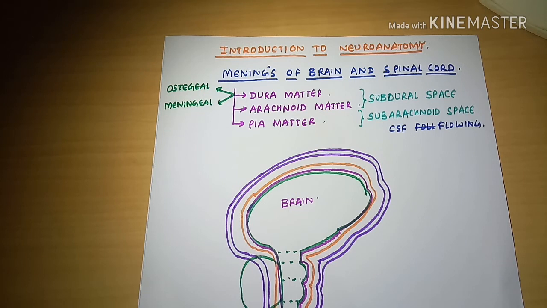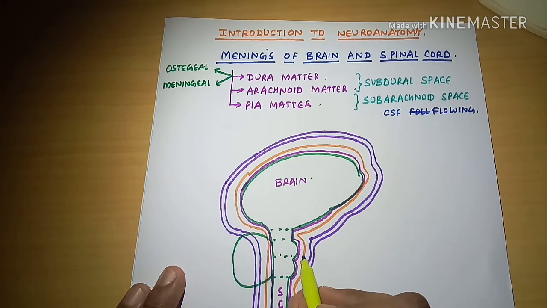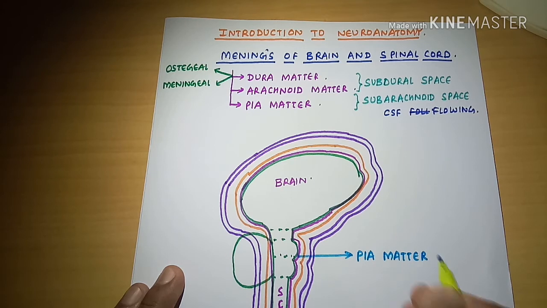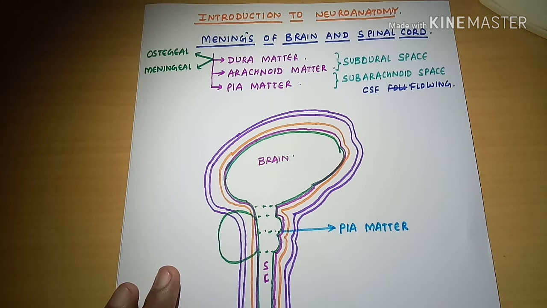The osteal dura is tightly adhered to the cranial cavity from inside, and the meningeal dura is further inside to the osteal dura. So if I label this, what I have drawn here, if this green is the brain and the spinal cord, and this pink one is the pia mater, which is tightly adhered to the brain and spinal cord. In all the sulci and all the fissures, this pia mater is present.